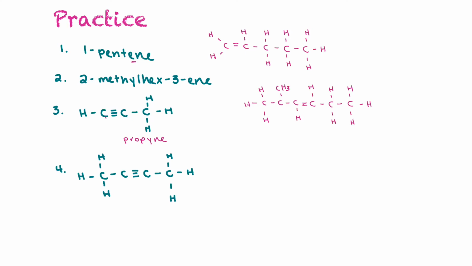And that's it. The 4th one here, we have 1, 2, 3, 4 carbons. And there is a triple bond after carbon 2. So this is going to be 2-butyne. And there were no other groups. So that is how you name and draw alkenes and alkynes.